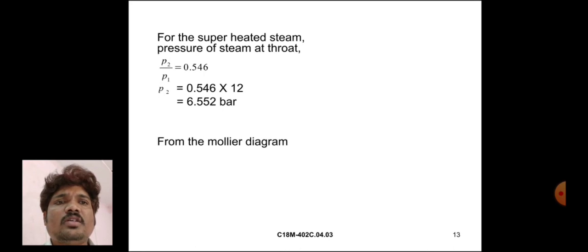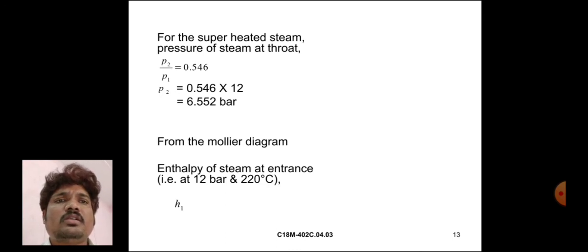P2 is 6.552 bar. From the Mollier diagram, the enthalpy of steam at entrance, at 12 bar and a temperature of 220 degrees centigrade, is H1 equal to 2860 kilojoule per kg.